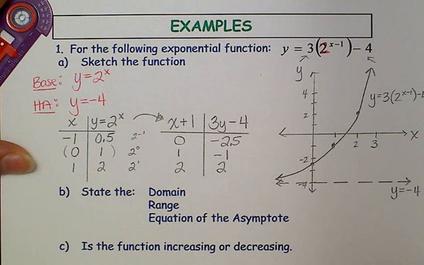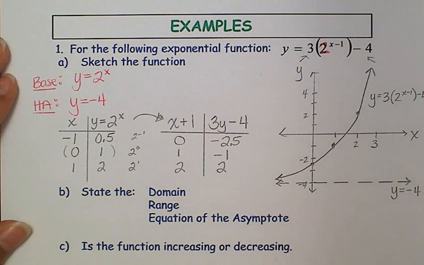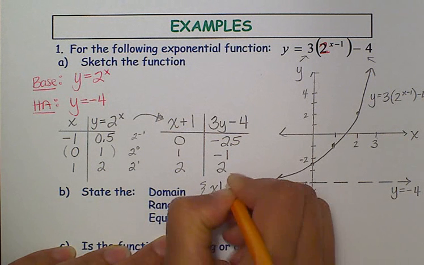Okay, and then in part B, we're asked to state the domain, range, and the equation of the asymptote. So in terms of the domain, we're looking at how far the graph extends towards the left and how far it extends towards the right. And you'll notice that there are no limitations to how far the graph goes to the left and to the right. So I know the domain is x such that x is an element of all real numbers.